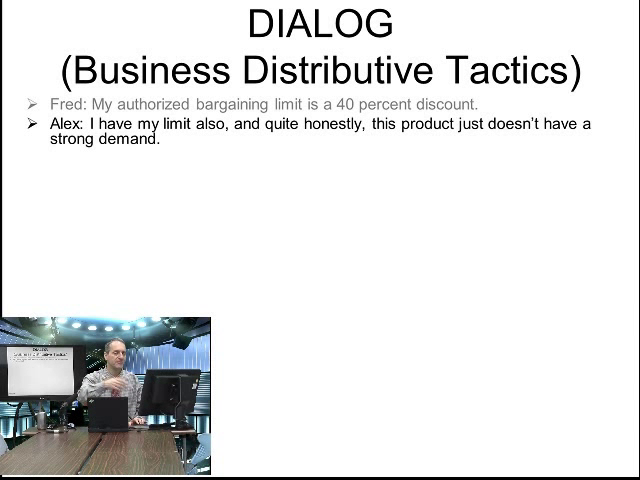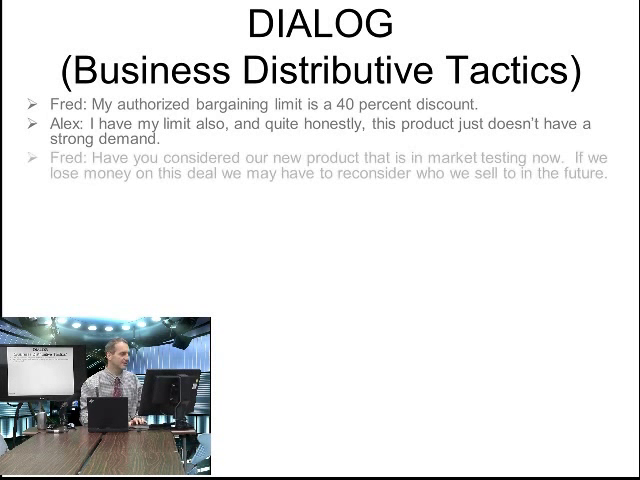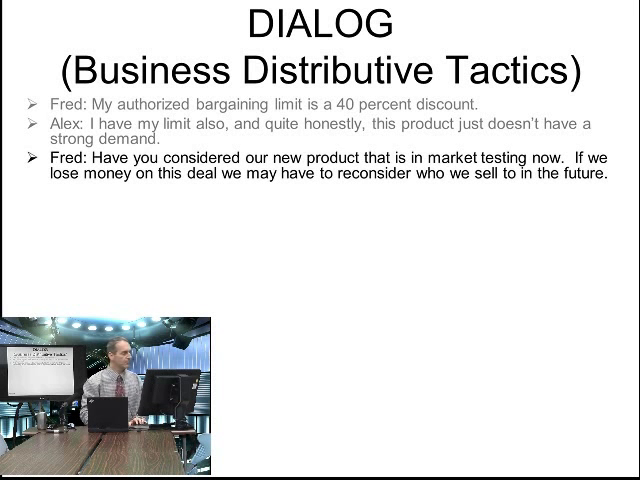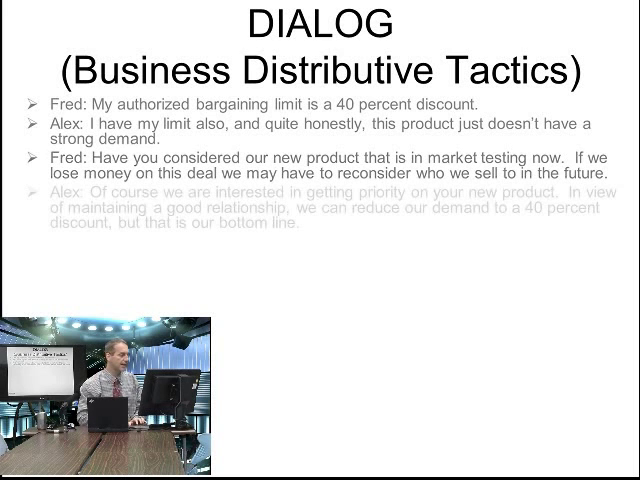I want to tell you some information. I want to give you some of my secret information. Here is my secret information. But is it real? Not necessarily. Fred says, have you considered our new product that's in market testing now? If we lose money on this deal, we may have to reconsider who we sell to in the future. So here Fred is saying, we have another product. That product's really good. And I might not sell that to you. I might sell that to other competitors and not to you if you do not buy my product now.